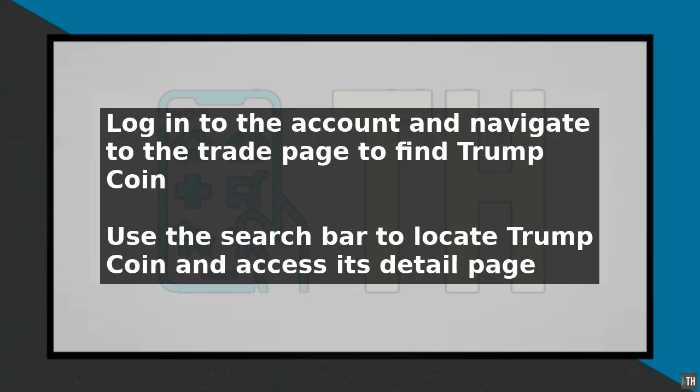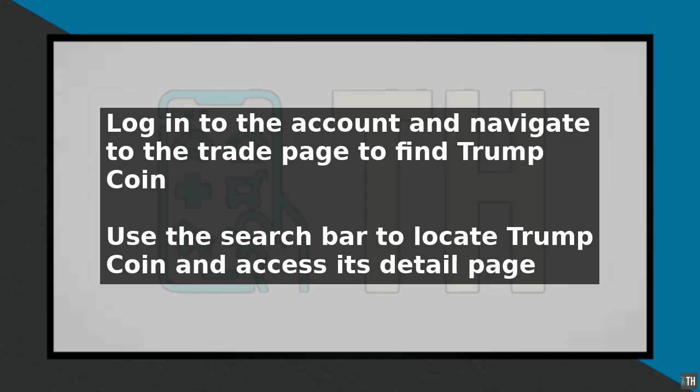After finding Trump coin, click on it to go to its detail page. On the detail page, you will see the current price of Trump coin, its market capitalization, and other relevant information. To buy Trump coin, click on the Buy button and enter the amount of money you want to spend. You can pay with fiat currency or other cryptocurrencies.